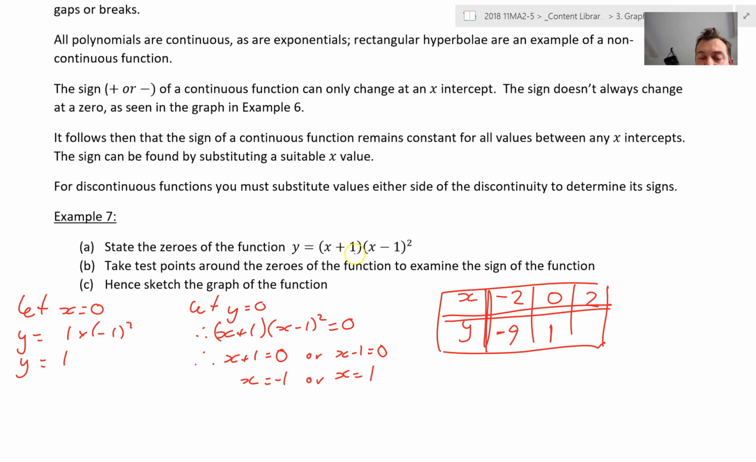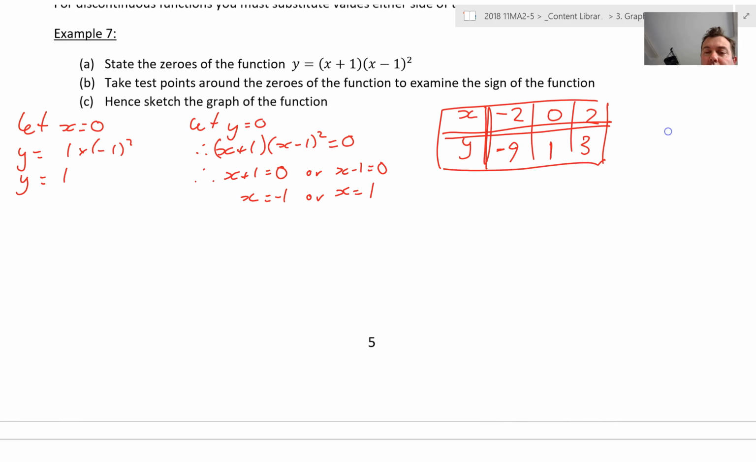That's pretty common. Now, when x equals 2, what happens? 2 plus 1 equals 3. 2 minus 1 is 1. 1 squared is 1. I get a 3. So it goes from negative to positive again. What's going on there? Well, I think we will see something reasonably familiar.